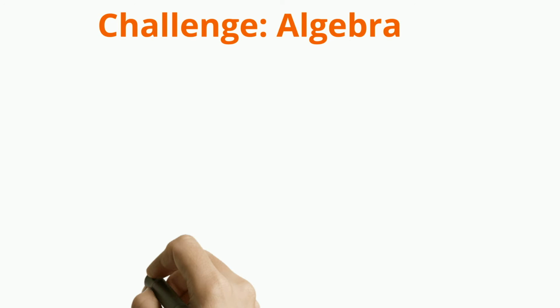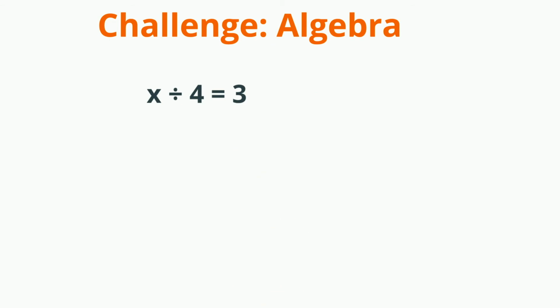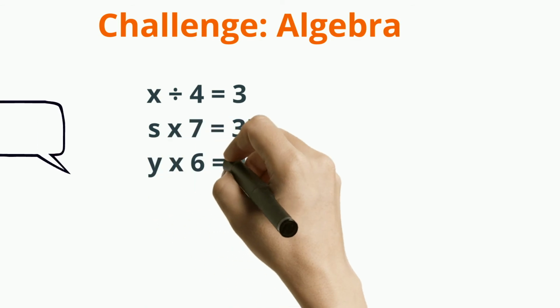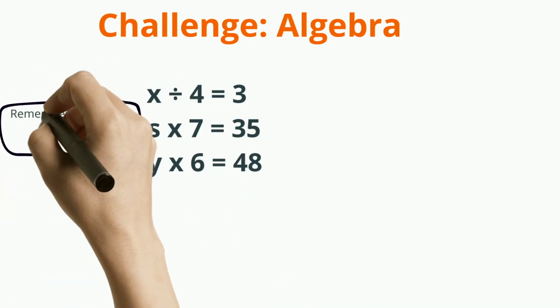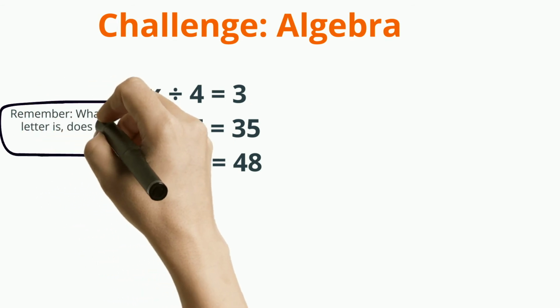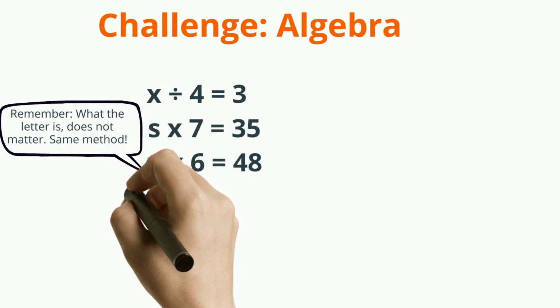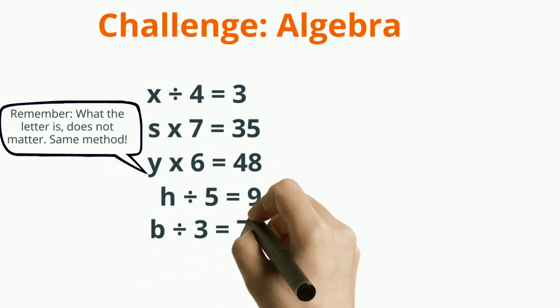So here's our challenges for today. Question 1: x divided by 4 equals 3. Question 2: s multiplied by 7 equals 35. Question 3: y multiplied by 6 equals 48. Question 4: h divided by 5 equals 9. And question 5: b divided by 3 equals 7.